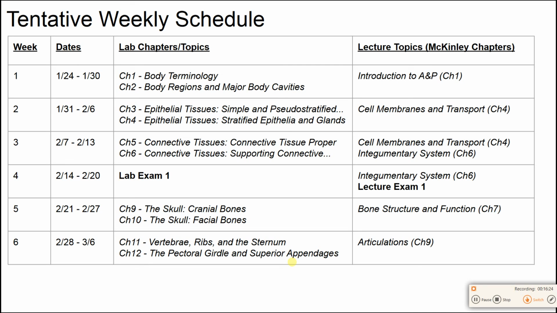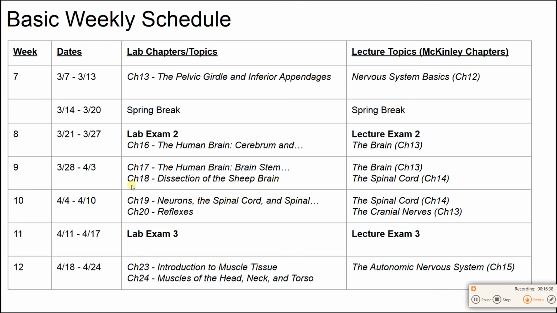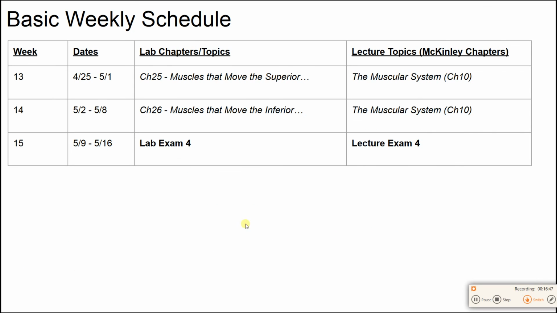Here is our tentative weekly schedule. I like to put the word tentative just in case I want to change things around, but I probably won't. This is the general plan. Notice that in the week of 2/14 and 2/20, we have our first lab exam and our first lecture exam. Week after spring break, lab exam and lecture exam 2. Then in April, lab exam and lecture exam 3. And then finally, in May, lab exam and lecture exam number 4. So that is our weekly schedule.